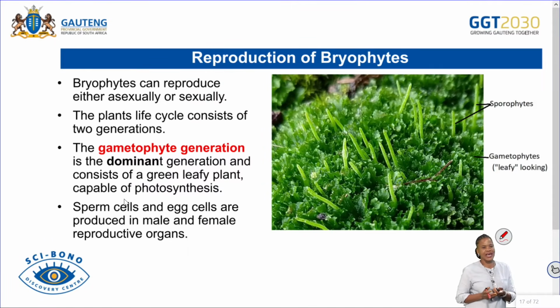Now, how does reproduction take place in the bryophytes? Remember, we said that the moss is made up of two generations, the gametophyte generation as well as the sporophyte generation, meaning that the bryophytes can reproduce asexually. And how asexually? By means of spores, and then they can also reproduce sexually by fusion of gametes. Now, what is happening with the life cycle of the bryophytes? There is that alternation of generations that is taking place.